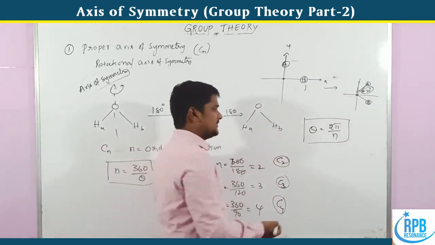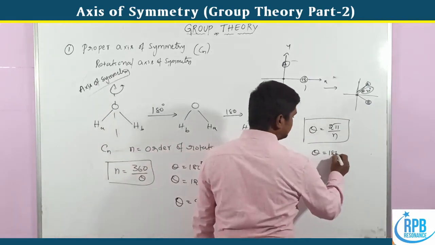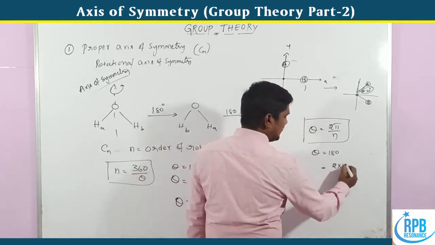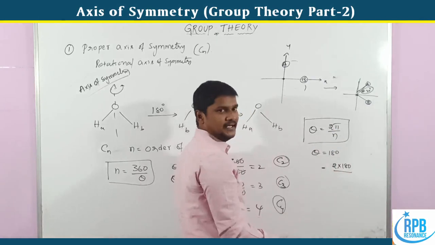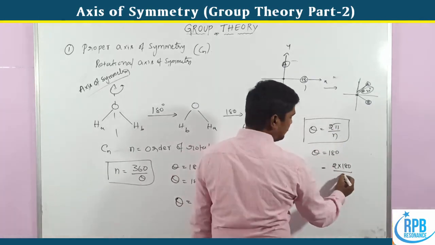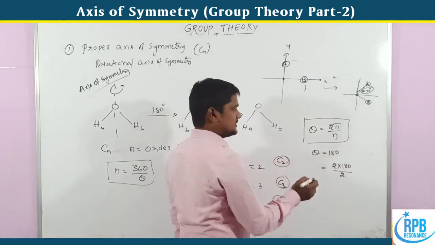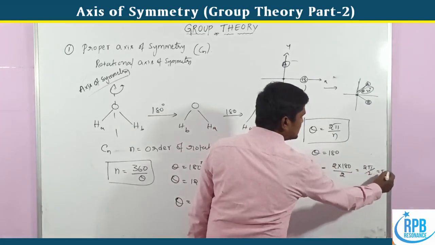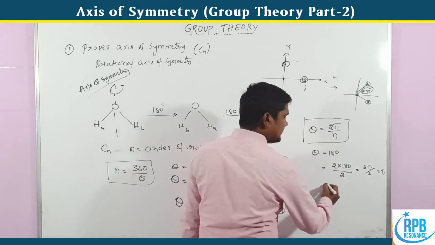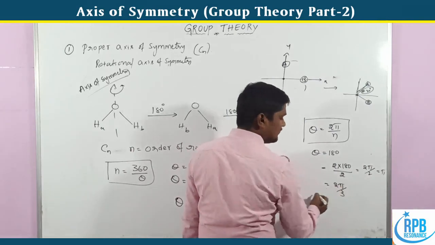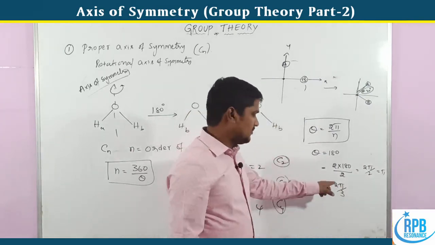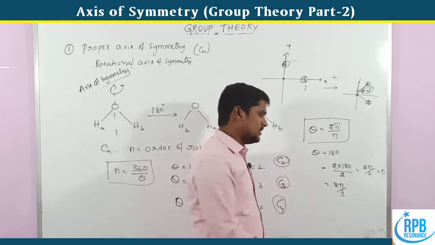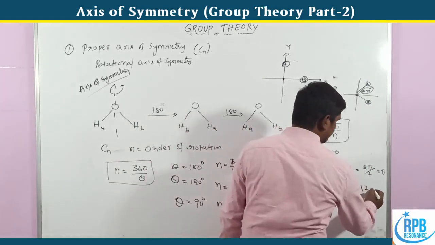For example, if theta is equal to 180 degrees, that means 2 pi by 180 pi, pi is equal to 180 degrees, so here n is equal to 2. C2 rotation simply is represented as 2 pi by 2, simply it is pi rotation. Or 120 degrees, 2 pi by 3. Because pi is equal to 180, 2 pi is 360, 360 by 3, that is equal to the 120 degrees rotation.